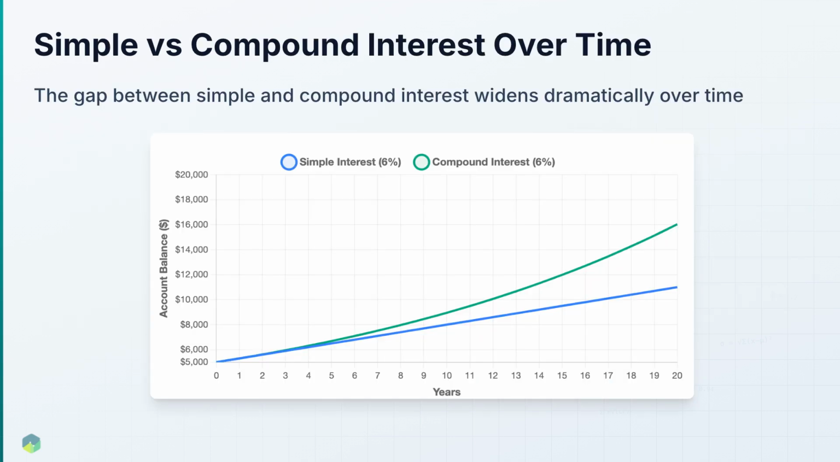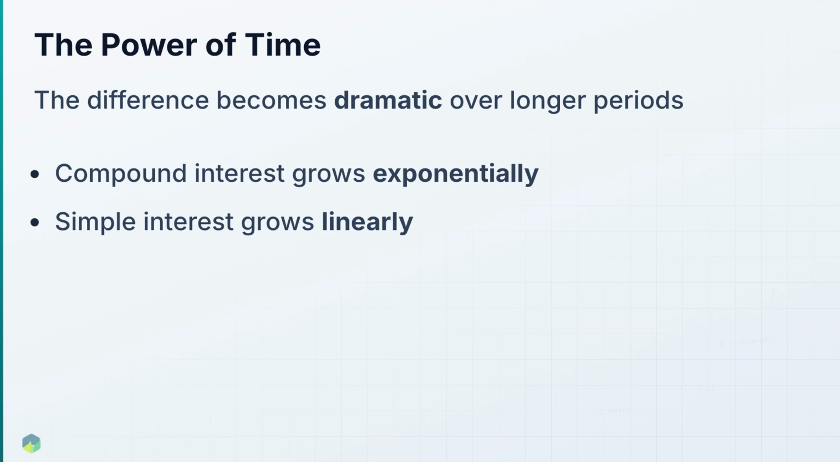This graph shows the dramatic difference between simple and compound interest over 20 years. The blue line shows simple interest growing in a straight line, while the green line shows compound interest curving upward, growing faster and faster. Notice how the gap between them widens significantly after year 10. The difference between simple and compound interest becomes dramatic over longer periods.